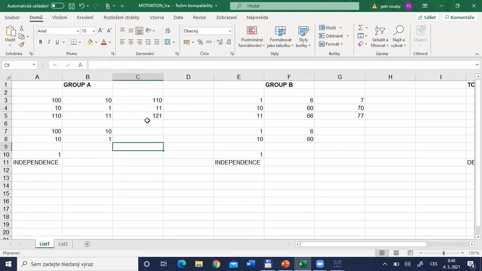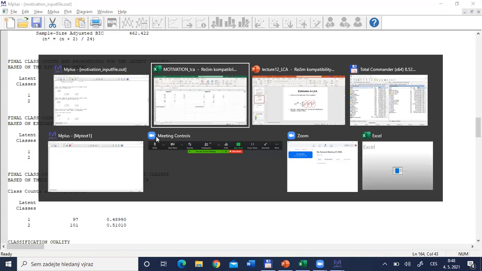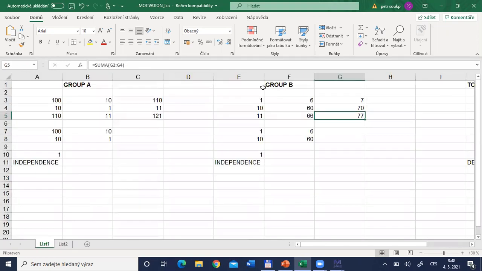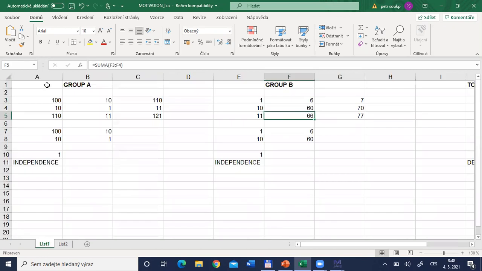If you check these results, 116 versus 82, and our original results in the Microsoft Excel environment, once again we have it here, 121 and 77. So we are very, very close. This class, which is called number one, would be group B, those people who were saying no, no, mostly. And this latent class two, which is bigger, would be group A.